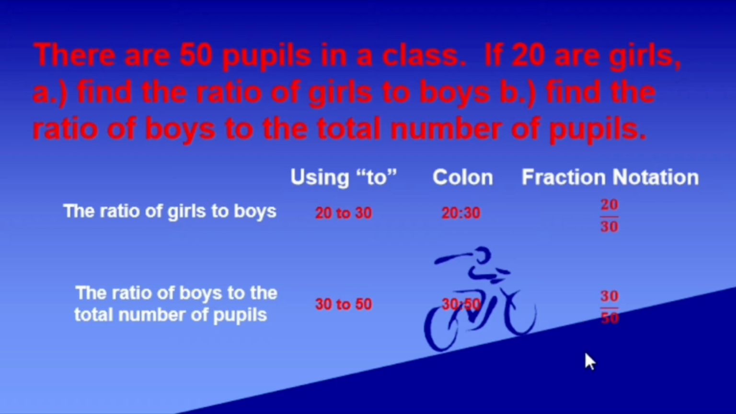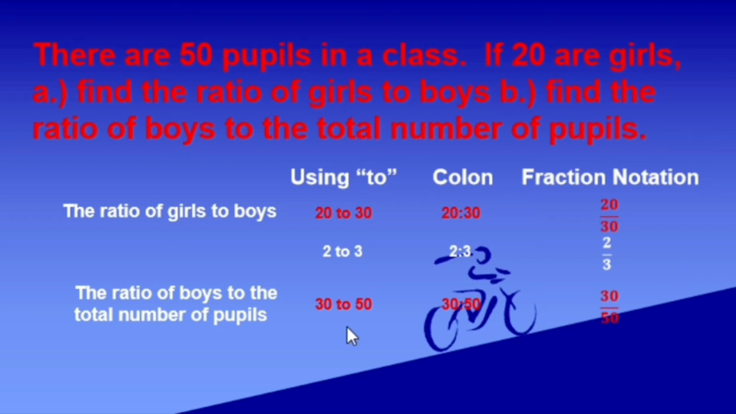Just like fraction, ratio must be expressed in lowest term. Okay. Paano ba natin mailalagay sa lowest term ang ratio? By simply dividing the given terms by their GCF. For example, we have 20 is to 30. What is the GCF of 20 and 30? 10. Let us divide 20 by 10. We have 2. Divide 30 by 10. We have 3. So therefore, the answer is 2 is to 3. In colon, 2 is to 3. In fraction, 2 over 3.